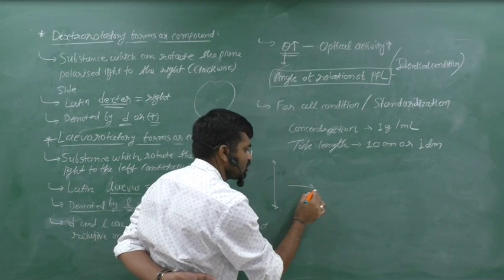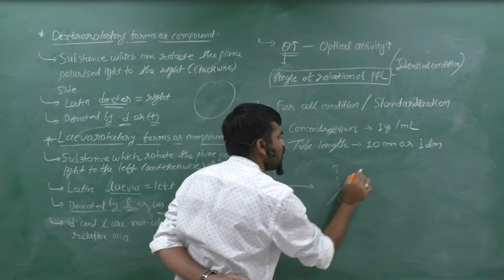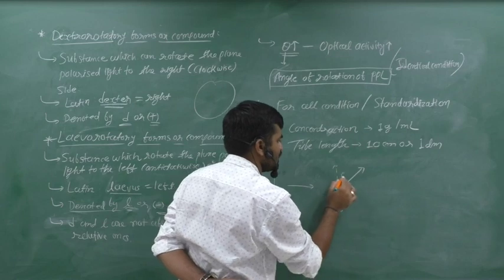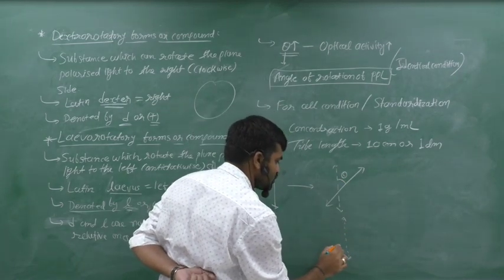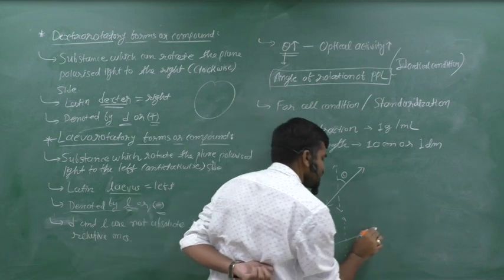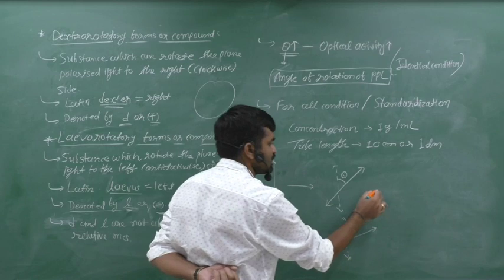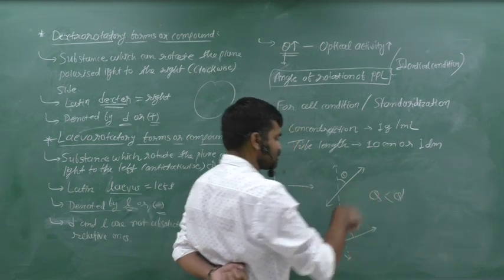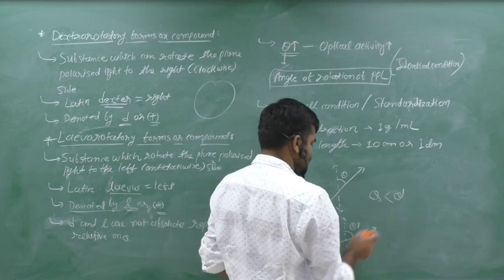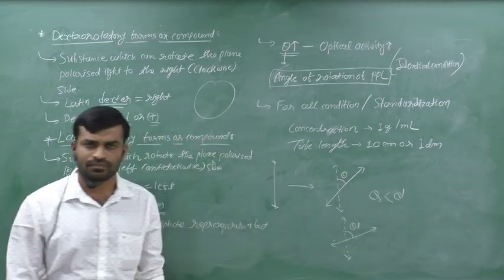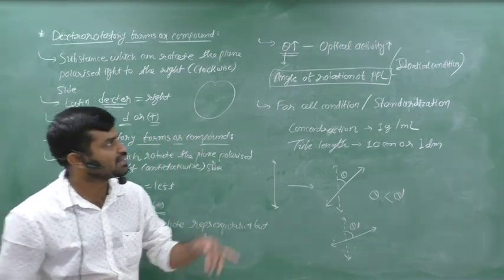In some compound, the plane polarized light rotates through the angle theta here, and in some other case it is rotated through an angle theta dash. Suppose theta dash is greater than theta, then we can say that this compound has more optical activity. Clear? If theta is higher, then optical activity is higher.